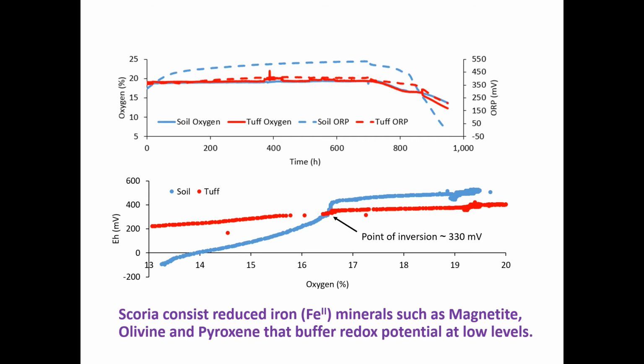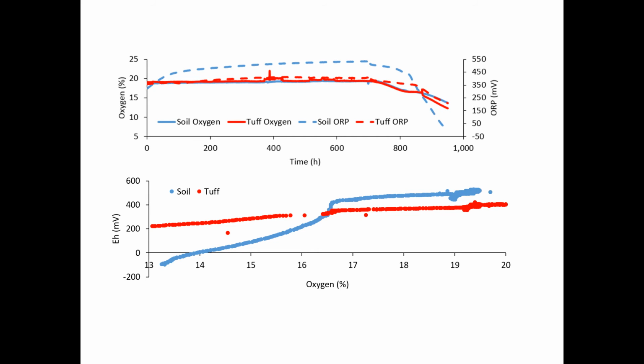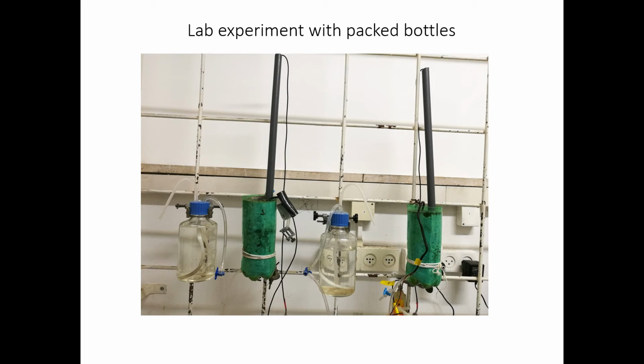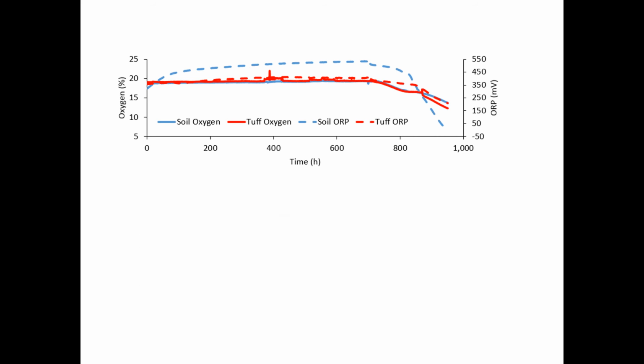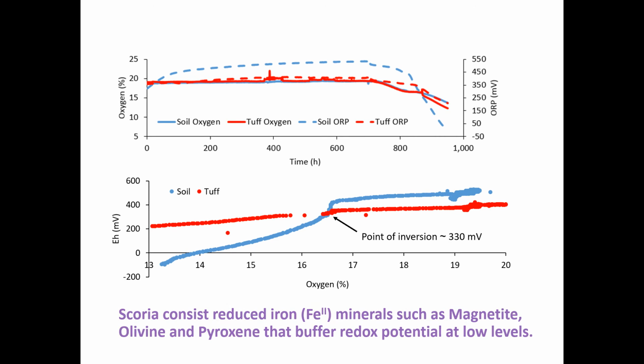We took soil and scoria from the field. We packed them in bottles, as you can see here. We did a Mariotte bottle experiment in the lab. We inserted a pH electrode and an oxygen electrode, and we started saturating the mediums. We tried to keep oxygen levels similar in both mediums, and we tried to see the difference in redox potential.